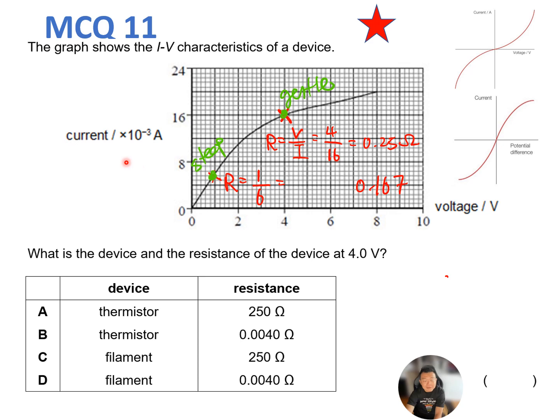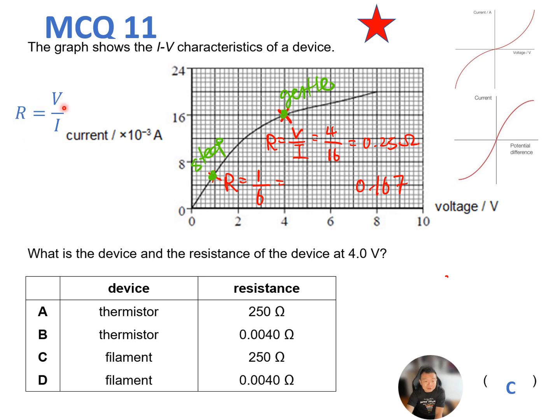Right, this is a difficult question, so let's listen to this. Now, the answer is as such, and the first thing that I will do is to figure out the resistance of this device. We know that to find resistance from an IV graph, there are actually two ways. I've always preferred the first way, to go back to the definition of resistance, where resistance is the ratio of the voltage to the current.